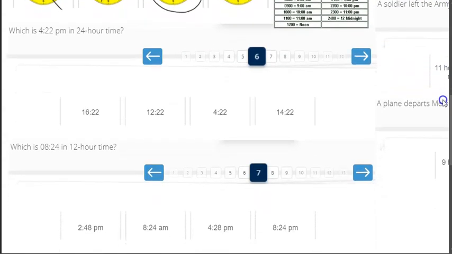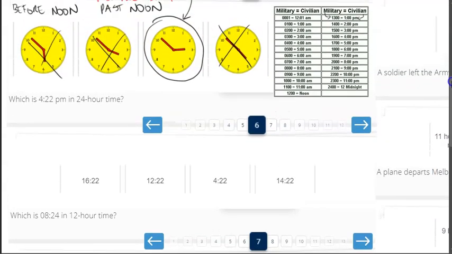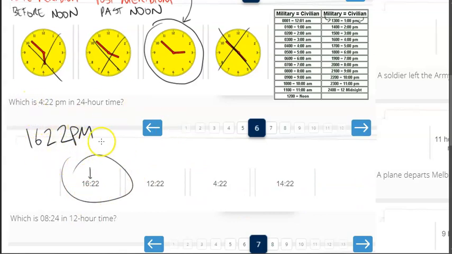For the next question, which is 4:22 PM in 24-hour time? If you want to look back at that chart, we're going to look at 4 PM, and 4 PM is 16 within 24-hour time. So this will be 16:22. Again, technically there should not be those 2 dots in the middle, but Essential Assessment has decided to put them in. You'll notice that there's no AM or PM afterwards. You don't say 16:22 PM, because that is a mixture of both 12 and 24-hour time, so you don't include this.